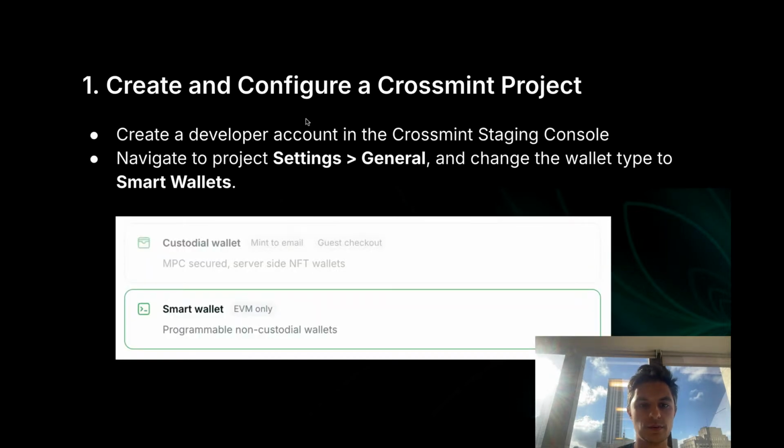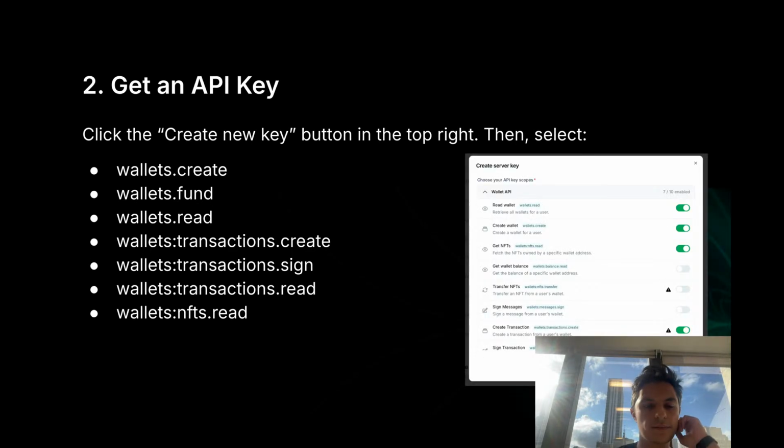Okay, so what you do is you go to the Crossmint staging console. That's at staging.crossmint.com, or you can search it in our website. There, you will navigate to project settings, general, and then make sure that the wallet type is set to smart wallets. When you create the project, it's possible it asks you, and then you want to make sure that you set smart wallets as the wallet that your project uses. Okay, we will use that later for the agent wallets.